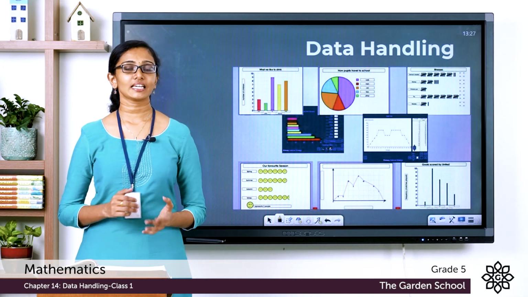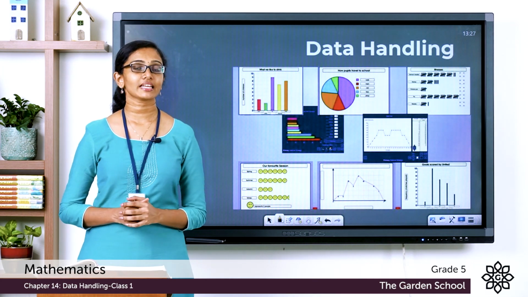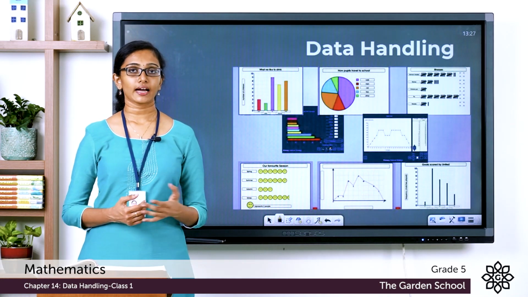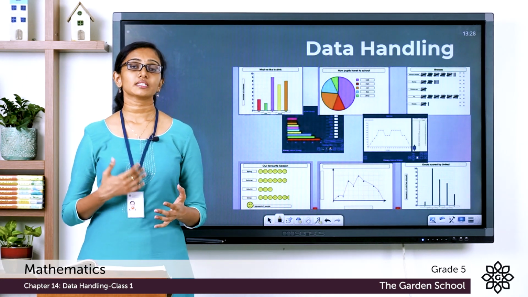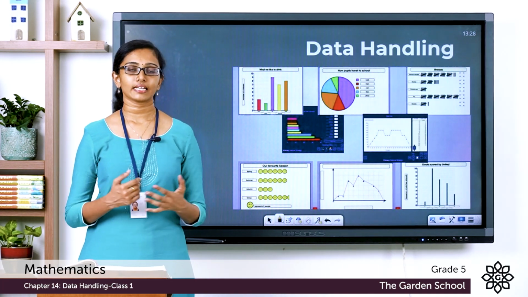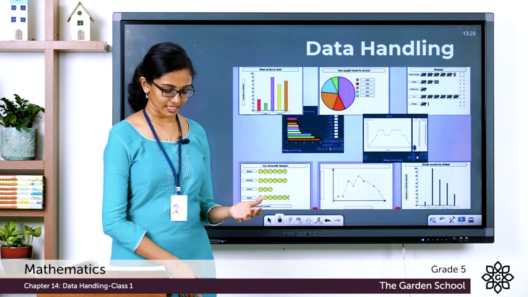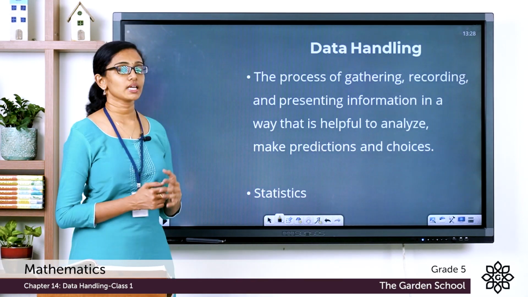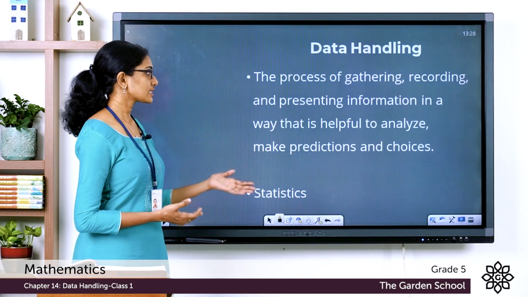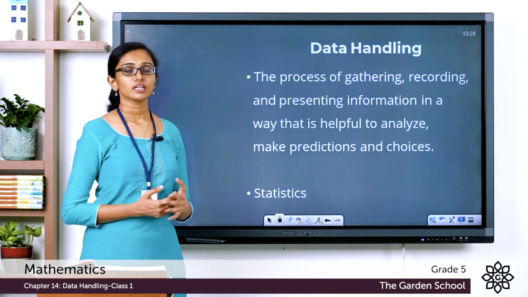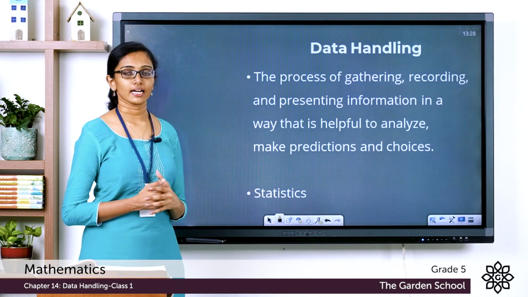Chapter 14, data handling. So what is data handling? When you collect some kind of information, facts or data, and then you present it in a way meaningful to others, you call that data handling. So what is data handling? The process of gathering, recording and presenting information in a way that is helpful to analyze, make predictions and choices. It is called data handling.